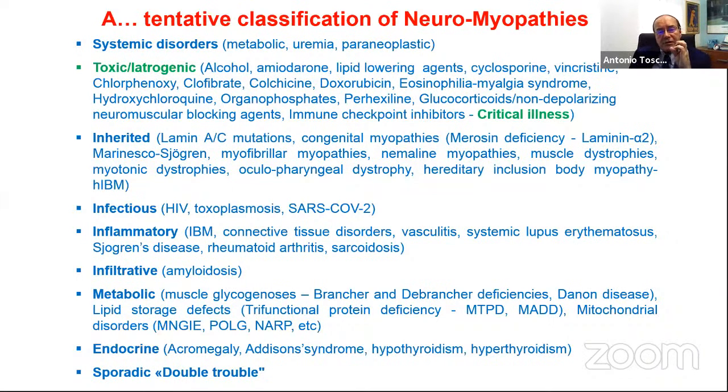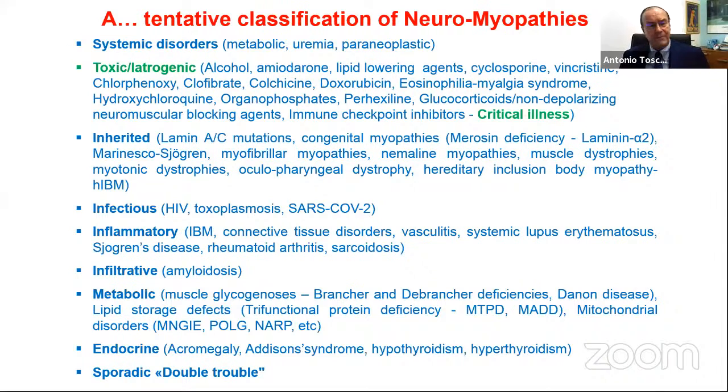But for example, toxic or iatrogenic causes are quite common in the neuromuscular disorders. We'll see this later. Inherited disorders, especially different kinds of congenital myopathies or very well-known myopathies such as myotonic dystrophy, infectious disorders. And here at the moment, unfortunately, we all know that there is a very important presence of SARS-CoV-2. Really, I say again, unfortunately, and this has generated different neuromuscular disorders.